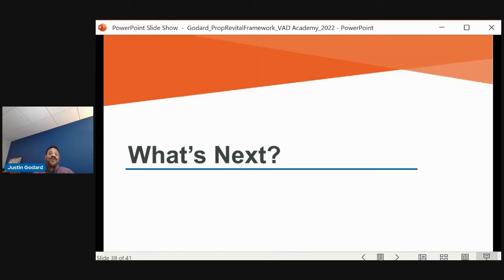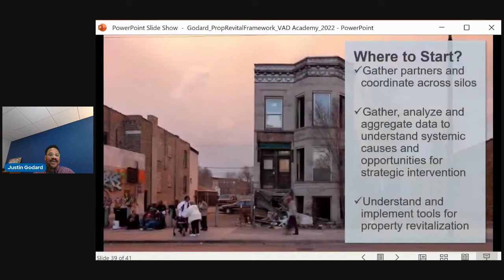So I'd like to wrap with some thoughts on how communities can utilize the framework to begin developing comprehensive strategies. The first place to start is by gathering your partners. You should consider questions such as who is already working on bad properties, who in City Hall might be interested in a partnership, are there private and community partners that are interested in this work, and most critically to me, who is often missing from these conversations.